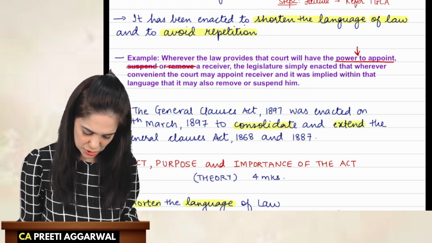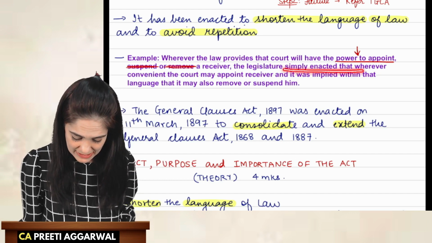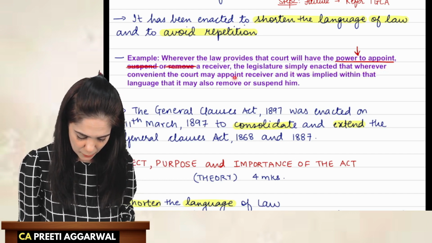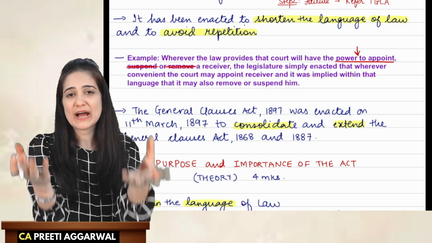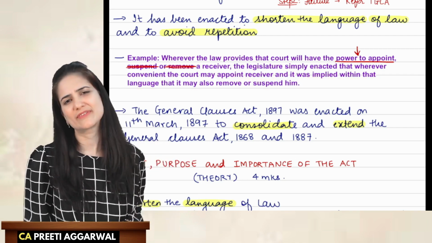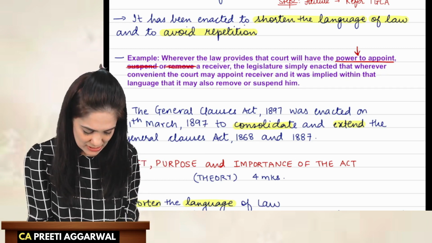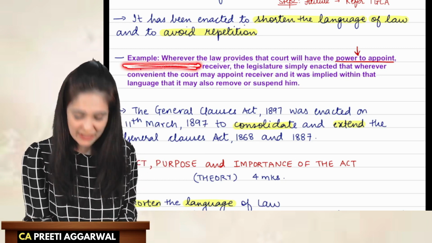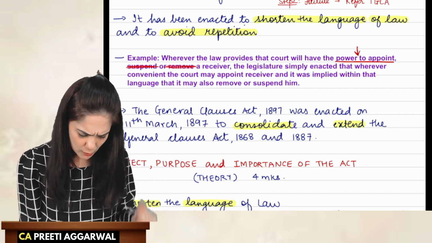The legislature, meaning lawmaker, simply says that wherever convenient they may appoint the receiver. It is implied that if you have the right to appoint, you also have the right to remove and suspend. It is understood. You need not write it. So by just removing these two words, we are giving you an example of how we are shortening the language of law. It also avoids repetition.